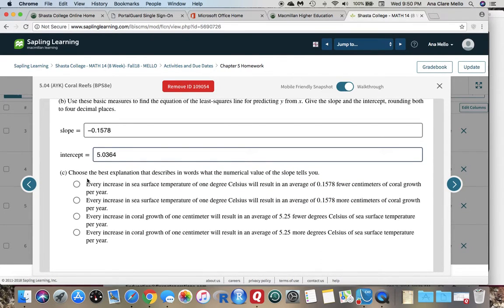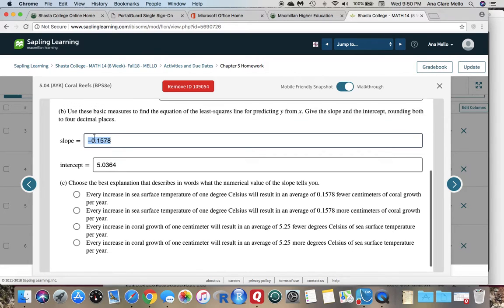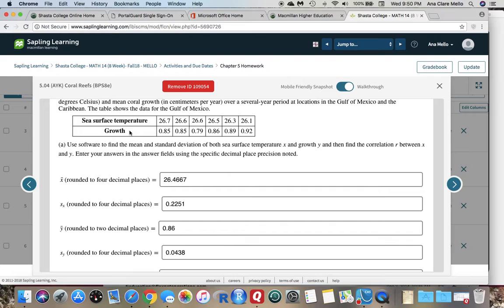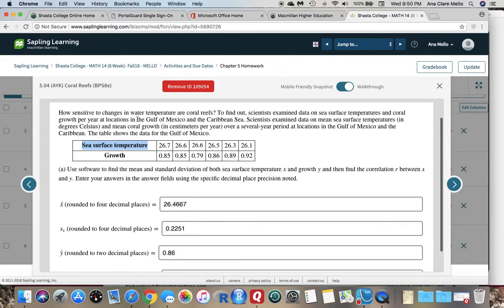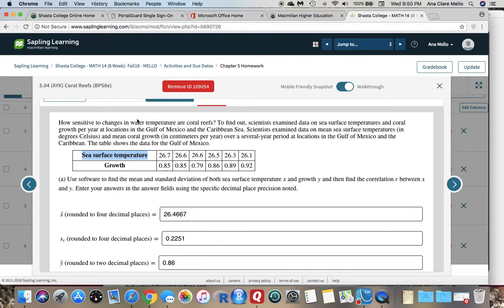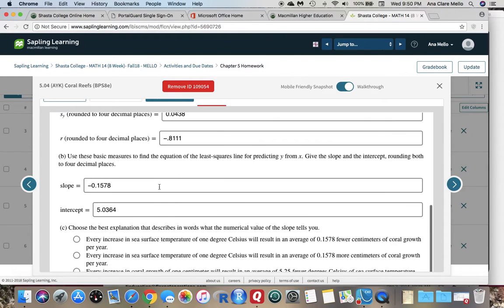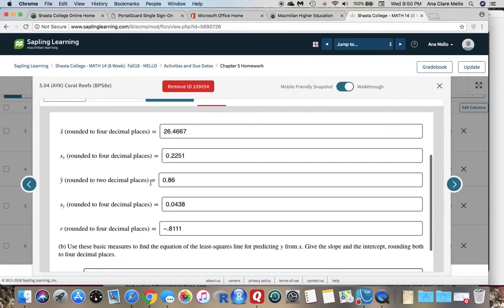The best explanation that describes in words what the numerical value of the slope tells you. Slope right here, remember it's for every 1 unit in the x direction. If you go back to the original problem, our x was sea surface temperature. So for every one, what is it measured in? Sea surface temperature is measured in degrees Celsius. So for every 1 degree Celsius, we're actually going to decrease 0.1578 coral growth per year.